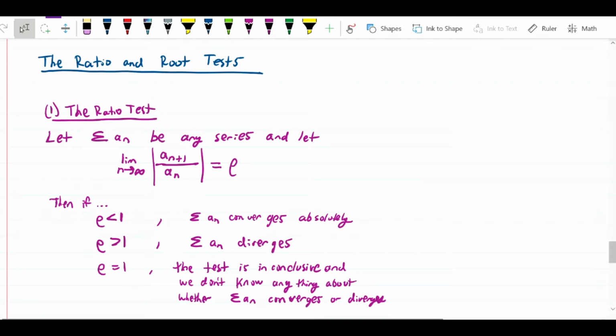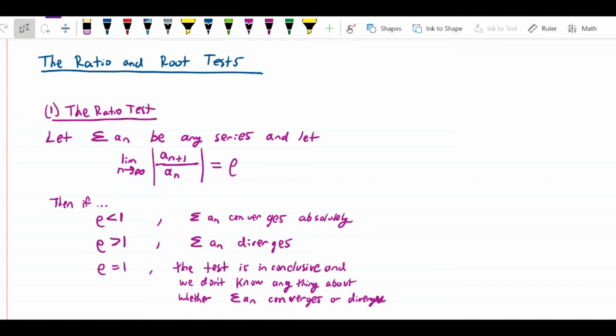We turn now to a set of very powerful tests, which are the ratio and root tests. The ratio and root tests are both very powerful in the sense that, unlike many of the tests that we've seen, you don't have to guess the answer to use them. Recall that one of the things about using the direct comparison or limit comparison test is that it couldn't really tell you whether a series converged or diverged.